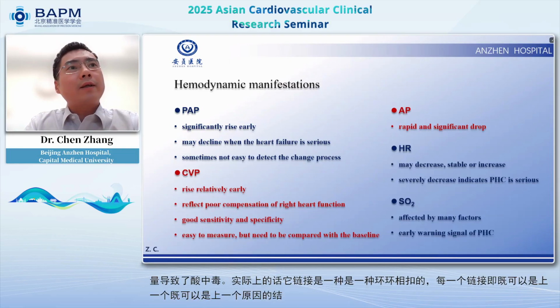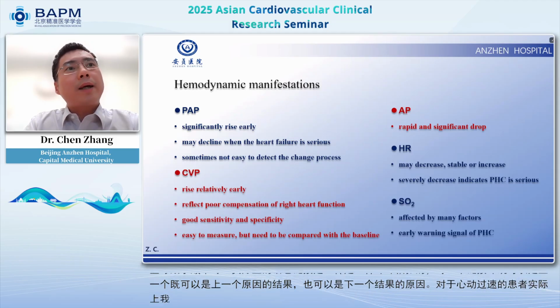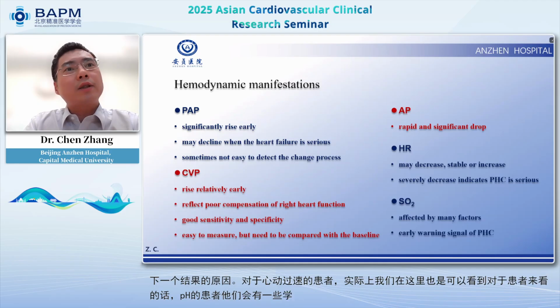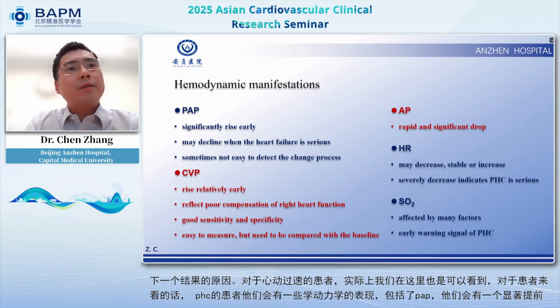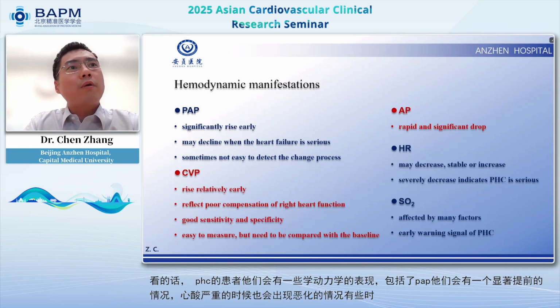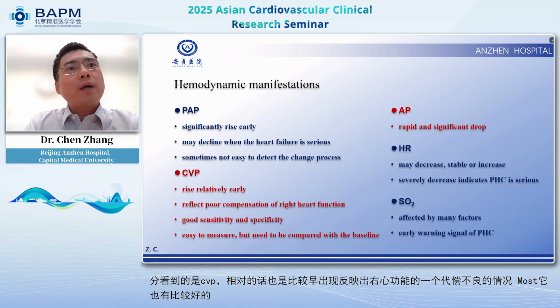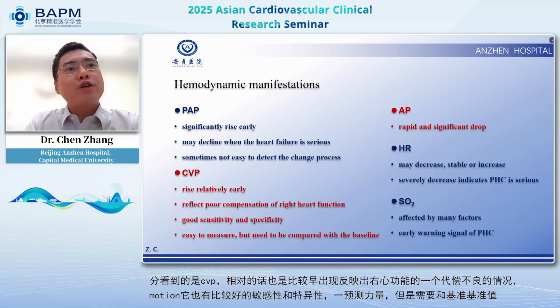Some important indicators are useful for diagnosis. First, PAP. This parameter significantly rises early, but may decline when the heart failure is serious, and sometimes it's not easy to detect the change process. Second, central venous pressure. It reflects poor compensation of right heart function and has good sensitivity and specificity. Third, arterial pressure. Rapid and obvious decline of this parameter has important diagnostic value.